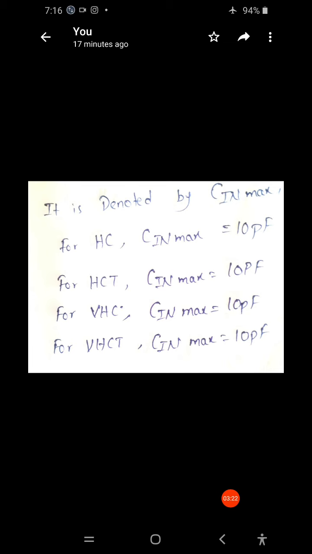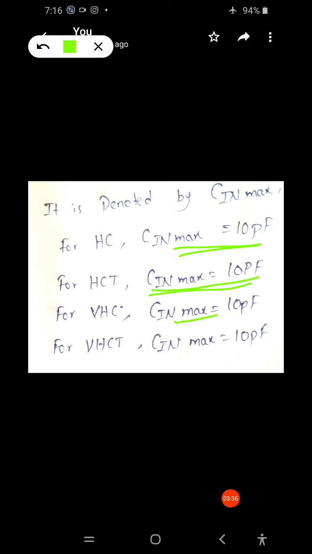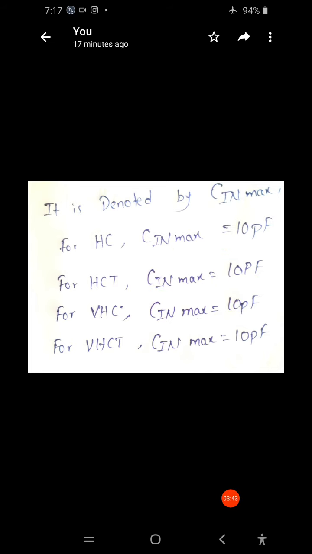For HC, the C in max value is 10 picofarad. For HCT, C in max is 10 picofarad, for VHC also 10 picofarad, and for VHCT 10 picofarad. So it has the same value, 10 picofarad, for all the logic families. That is C in max, the maximum input capacitance.